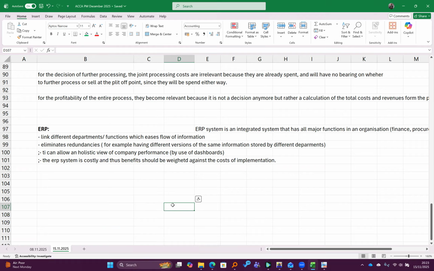And as I said, if you find that you need to read more about the ERP system, you can do so in the textbook, the one for business technology, but also I think in the PM, the textbook should also have that material provided to you. So that's it for today.